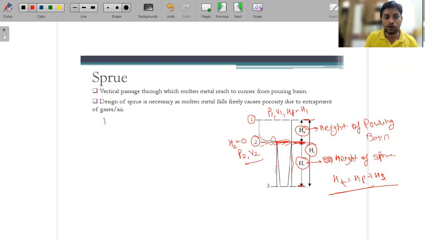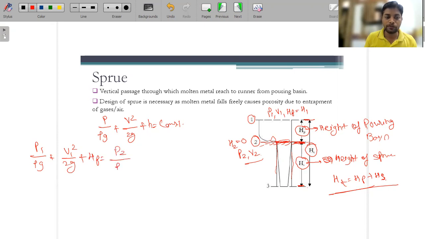So just apply the Bernoulli's equation. So Bernoulli's equation is what? That is P by rho g plus V square by 2g plus H equals to constant. So just apply for 1 and 2. So this will become like P1 by rho g plus V1 square by 2g plus H1. On behalf of this H1, I'm just writing this HP. That will be equals to P2 by rho g plus V2 square by 2g, and H2 will become 0.